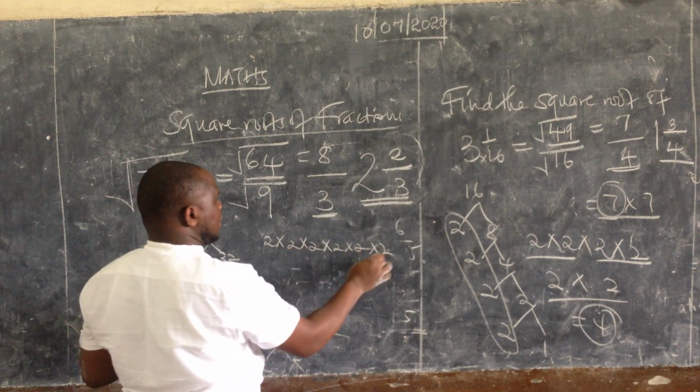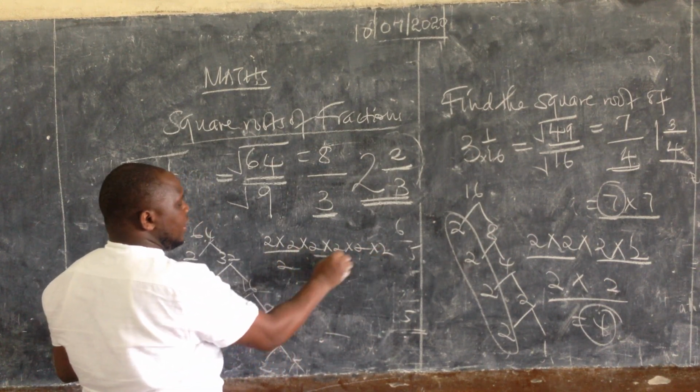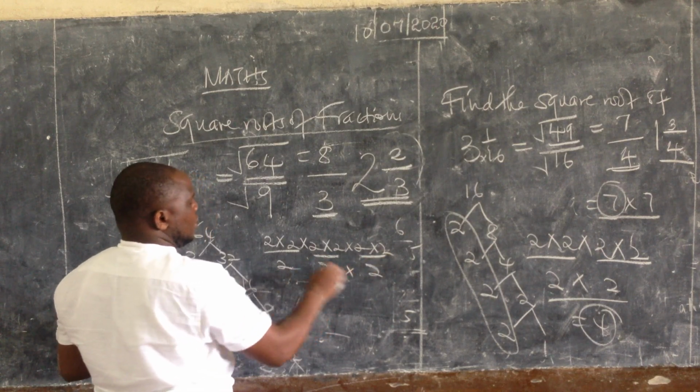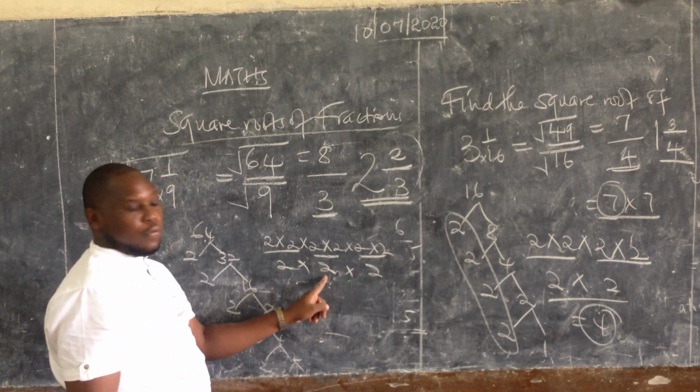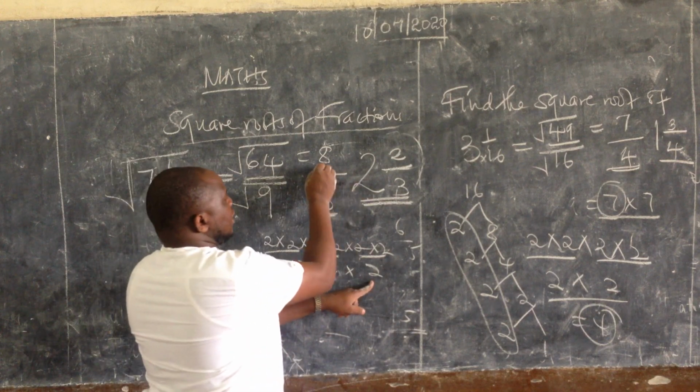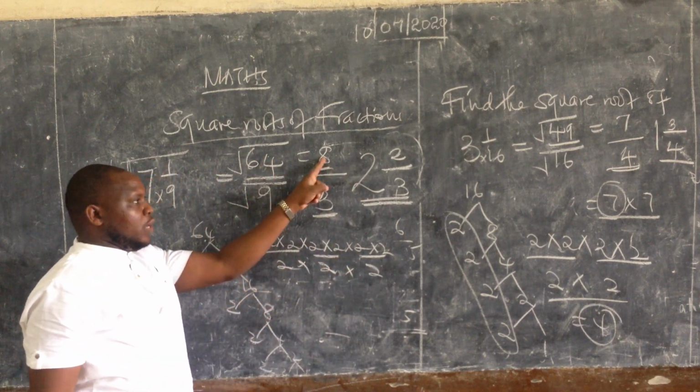1, 2, 3, 4, 5, 6. In each pair you pick 1. What is that, learner? 2 times 2, 4. 4 times 2, 8. You are able to see the square root of 64 is 8.